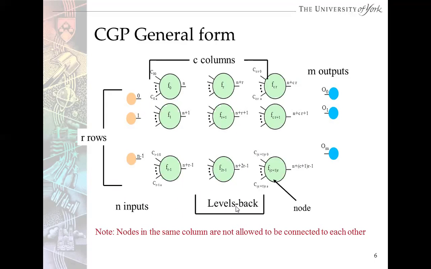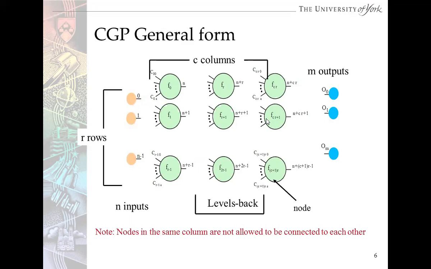Levels back defines how many columns of nodes on the left of a column of nodes may have their outputs connected to it. For instance, if levels back equals 1, then the nodes in a column can only have their inputs connected to the outputs of nodes in the preceding column, or the primary program inputs. So with levels back equals 1, these nodes can only connect to the column of nodes immediately preceding them, but they're allowed to connect to the program inputs.